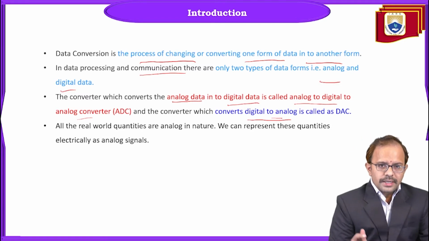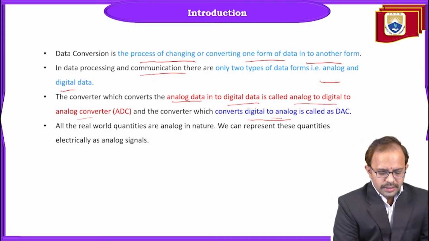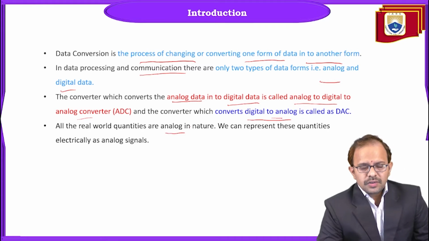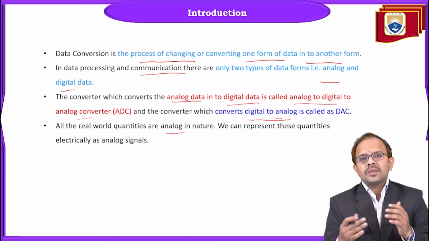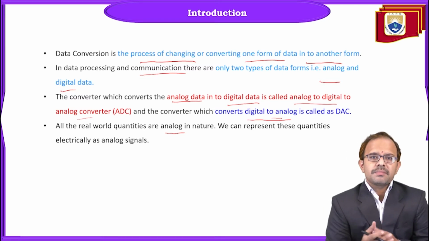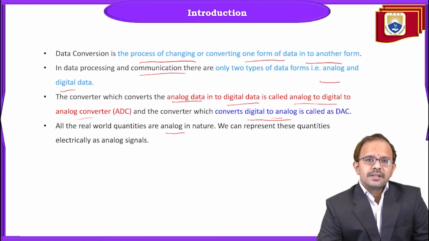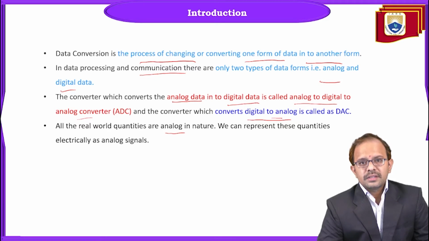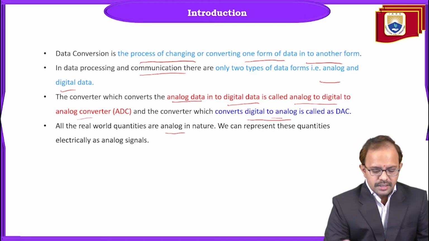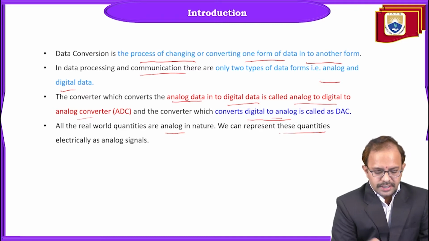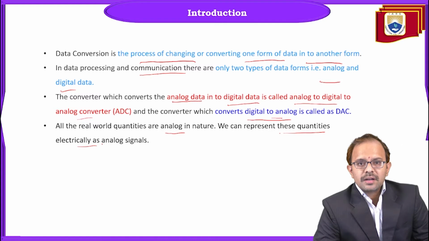Let us look at real world quantities. What is a real world signal, which is abundant in nature? For instance, the voice signal is the best example of data. Voice is also data. What is the nature of this voice signal in general? It is an analog signal. So the nature of the real world signal is generally analog, and one can represent these quantities electrically as analog signals.